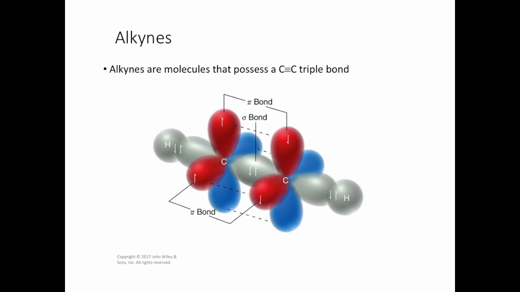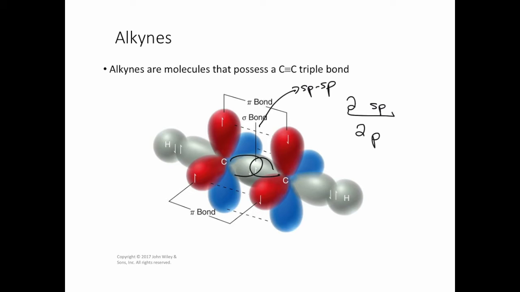Alkynes are molecules that possess a carbon-carbon triple bond, and the carbons are sp hybridized. So they have two sp hybrid orbitals, and they have two unhybridized p orbitals. The sp hybrid orbitals are involved in forming the sigma bond. So the carbon-carbon triple bond is composed of one sigma bond and two pi bonds. The sigma bond is formed from an overlap of the carbon's sp orbitals. So each sp orbital on the carbons attached to each other overlap to form the sigma bond.